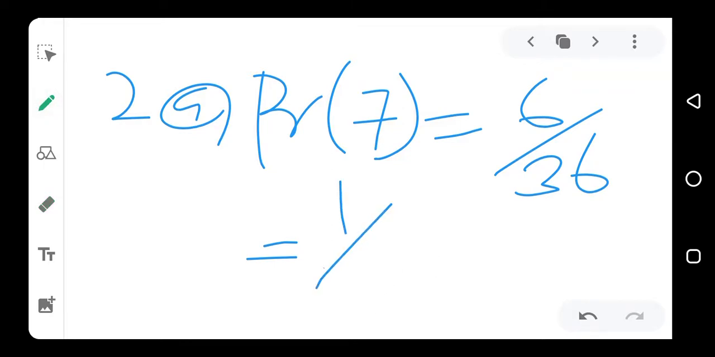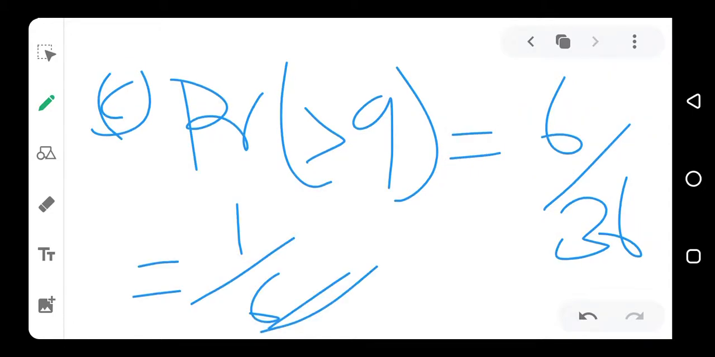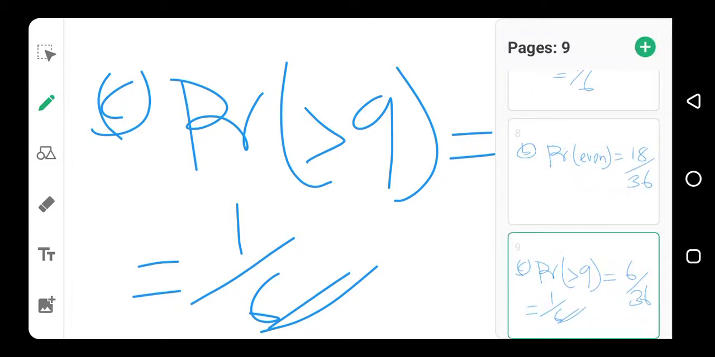1 over 6. Okay. So this is how to solve question number 2. It's from the sample space. You see why the probability diagram is very important. It helps us to look at the sample space and find anything we want to get from it. Then the last question.